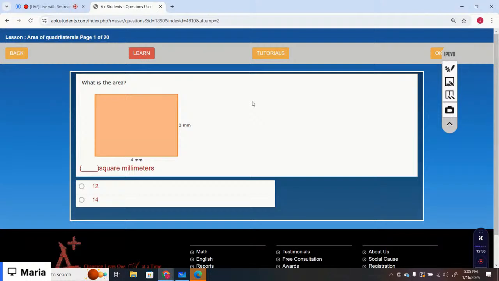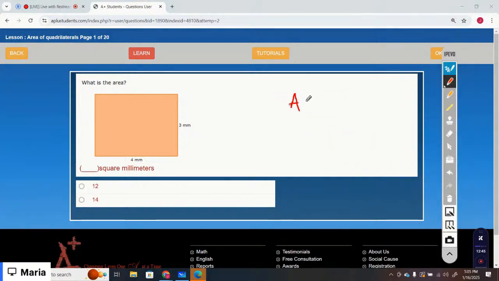What is the area? Which is the correct option? Area of the rectangle is length times width. So you have to do 3 times 4. That is 12 square millimeters. Option number 1 is the correct option.